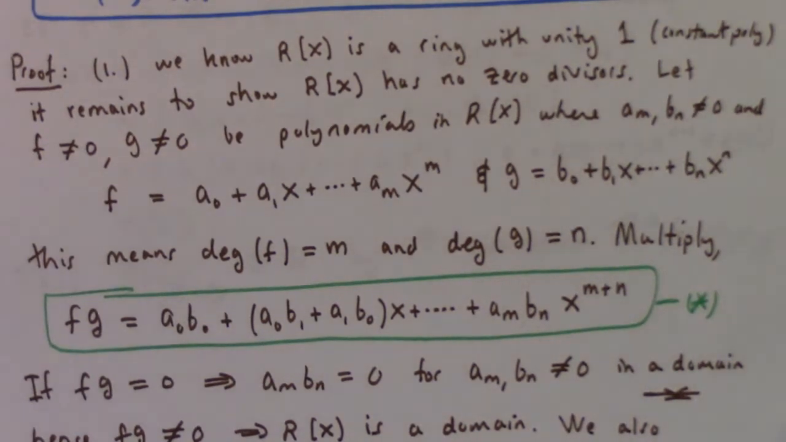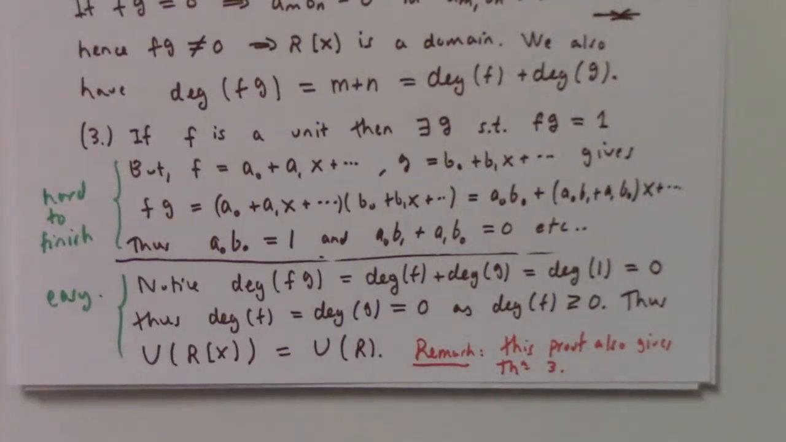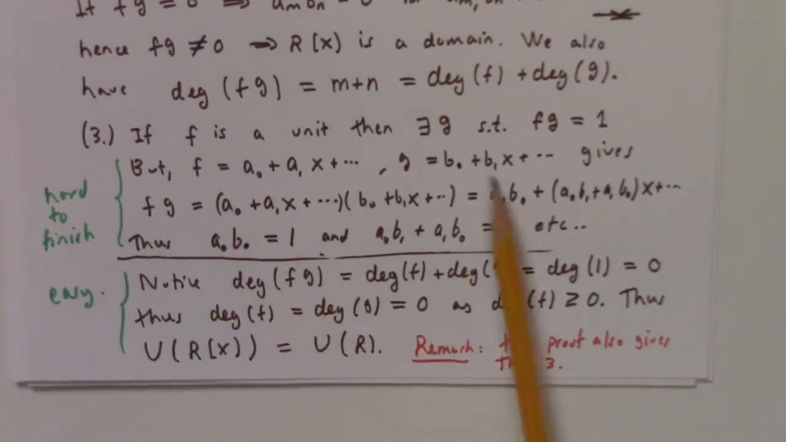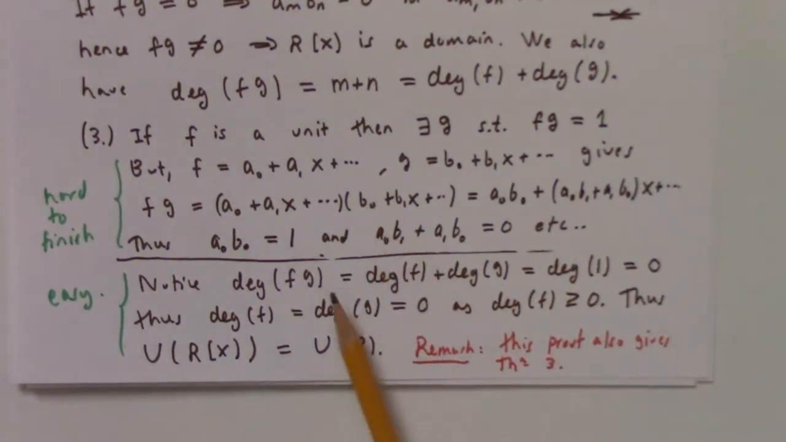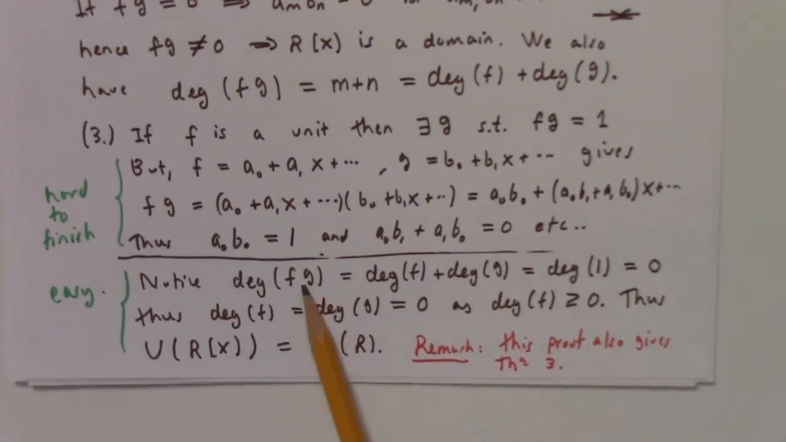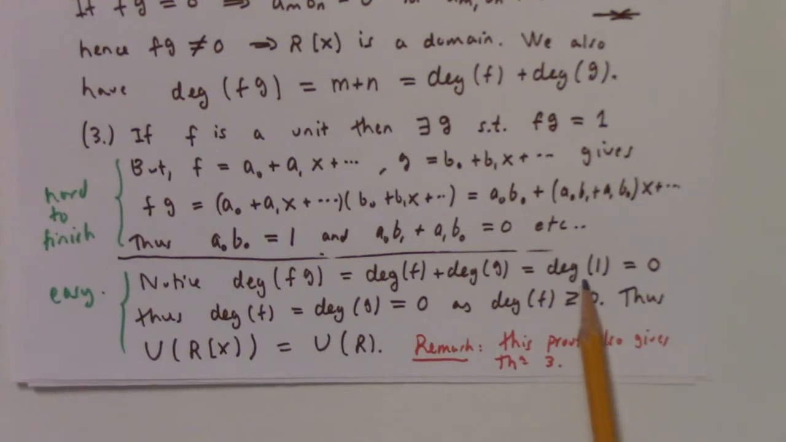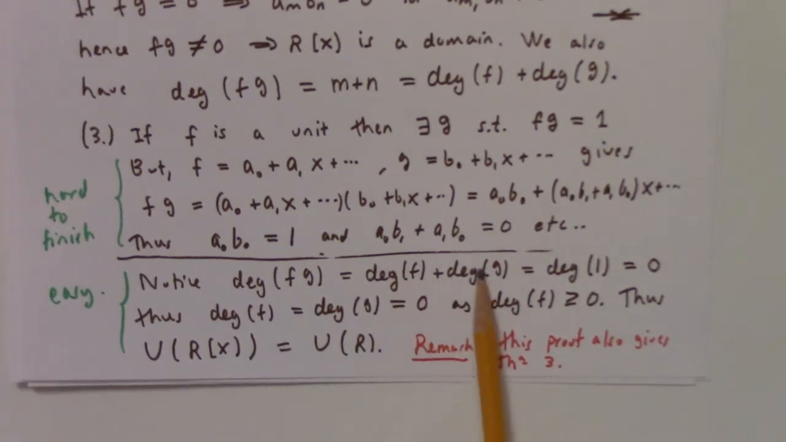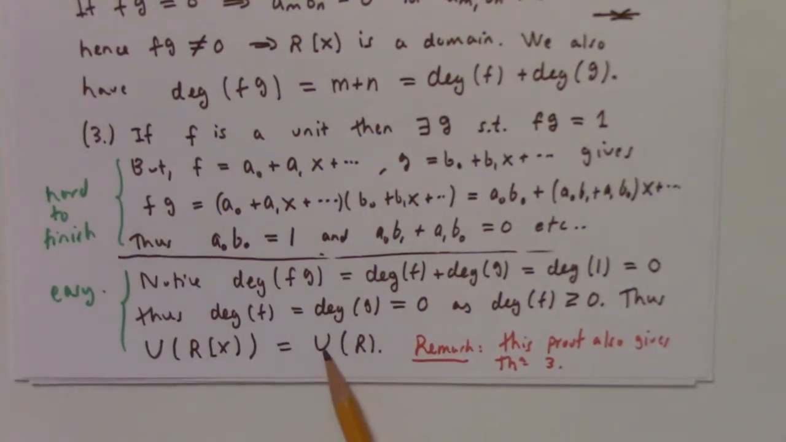Finally, part 3. I tried a direct proof, and I went, oh, this is actually kind of hard. And then I thought, well, what I should do is use the degree. Notice that if fg is equal to 1, that's what we want to think about. If f is a unit, then there exists a g such that fg is equal to 1, right? So if fg equals 1, the degree of fg is equal to the degree of f plus the degree of g, but the degree of 1 is 0. And these are non-negative, which forces both of these to be 0, which is to say that both f and g are constant polynomials. Consequently, the units of the polynomial ring are just the units of the ring.